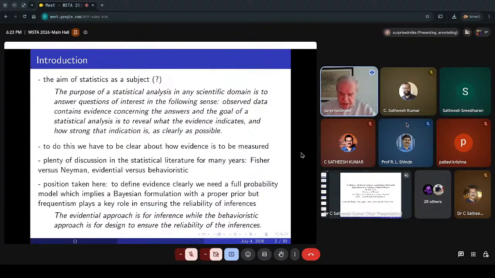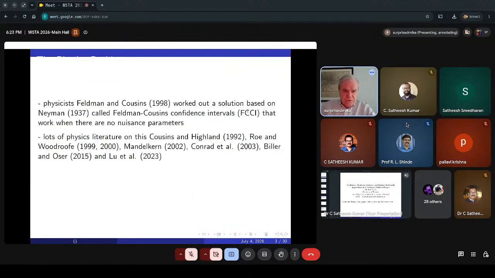Oh, now I'm having some trouble getting it to advance the page. All right, here we go.